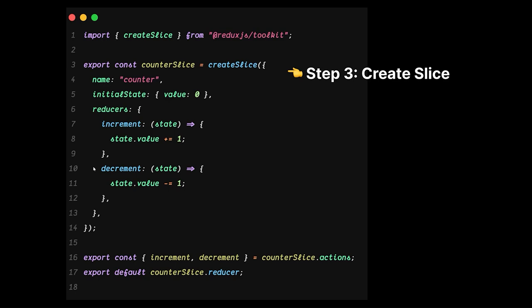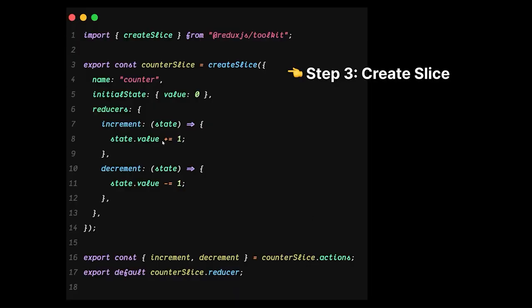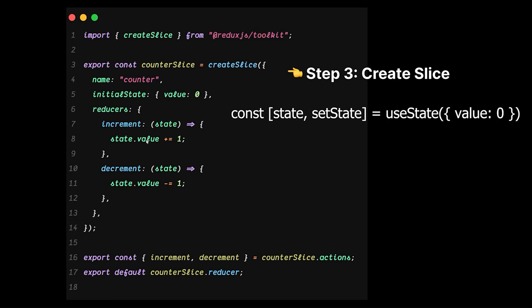Now you might be saying like, Hussein, what in the world are actions? Let me just discuss what actions are. Actions are like a request or the commands you give to change a specific slice of a cake. For example, you can give it the command of like eat a bite, and that instructs how to take a bite from that slice right here. Okay, so here you can see we are now telling how to change this initial state value. You can think about this initial state as like the useState, and you can think about these actions as like the set and the state name. That was an awful analogy.